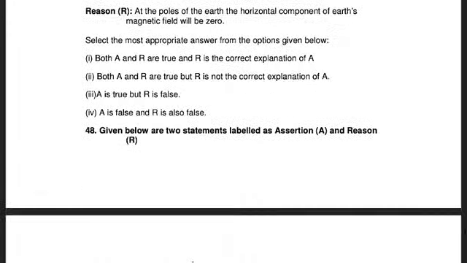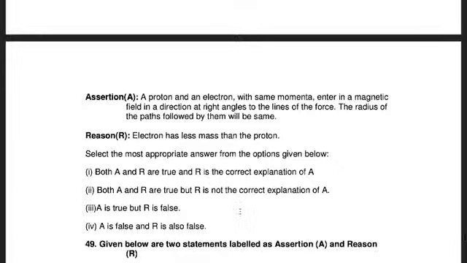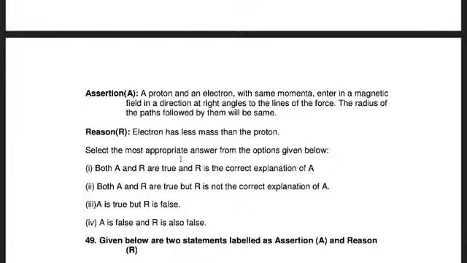Question number 48. Given below are two statements labeled as assertion and reason. Assertion: A proton and an electron with the same momentum enter a magnetic field in a direction at right angles to the lines of force. The radius of the paths followed by them will be the same. Reason: Electron has less mass than the proton. Select the appropriate answer from the options given below.